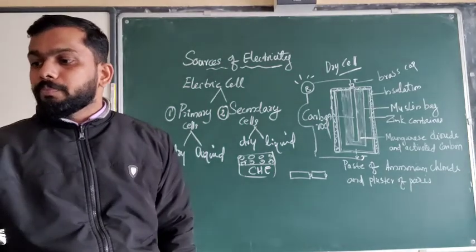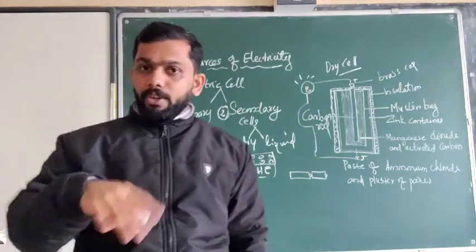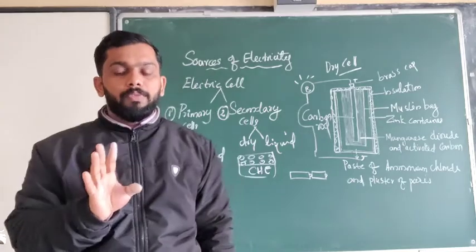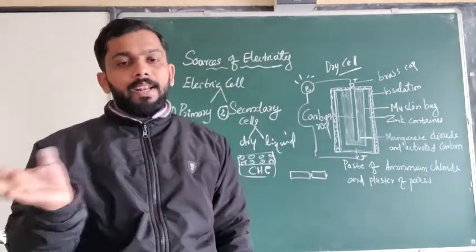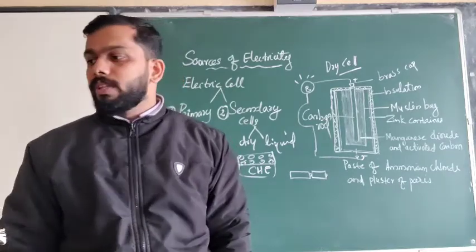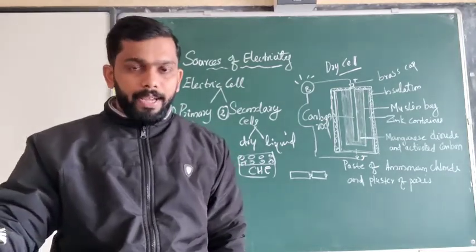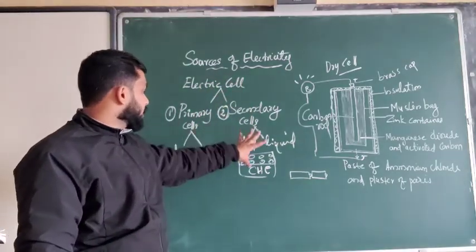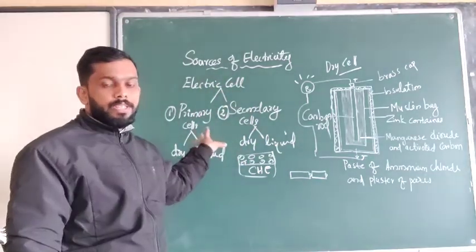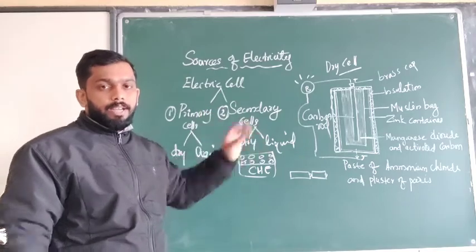Then again, dry batteries are also there even though it is a secondary cell. An example is the mobile phone's battery. Okay, an example of a dry cell in a secondary cell. So this is about our topic today. I hope you understood the sources of electricity, electric cell, primary and secondary cells. There are two types of cells, dry cell and liquid cell.